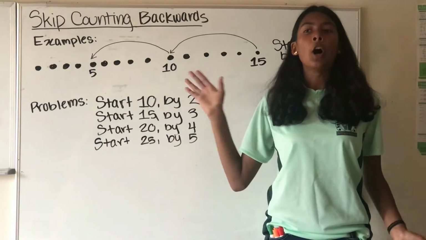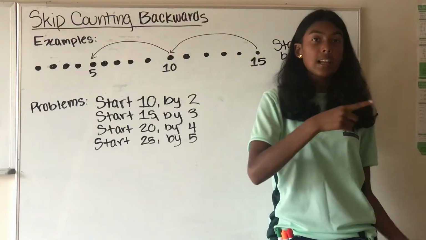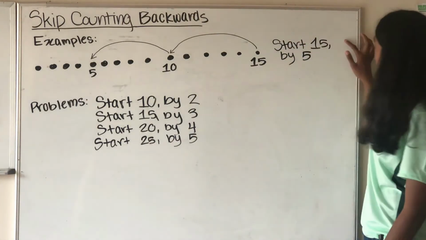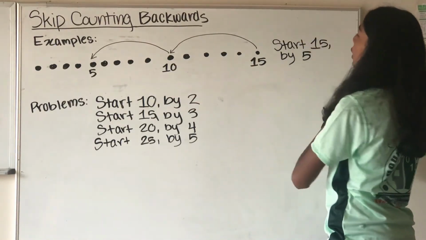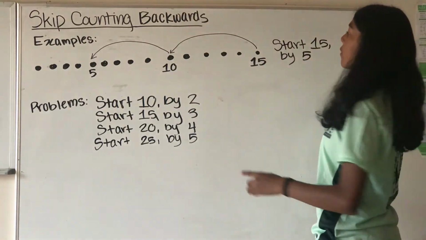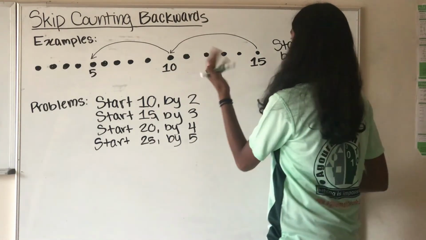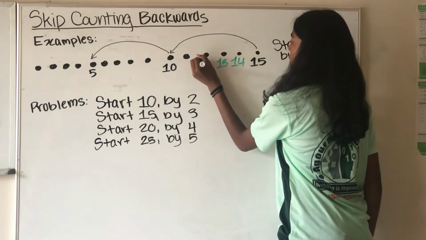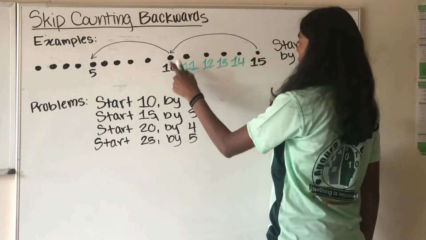Now we're going to move on to skip counting backwards. Before this we were going forwards, now we're going to go backwards. So an example is we're going to start at 15. I have 15 dots right here, and we're going to go back by 5. So basically we're going to write the numbers 14, 13, 12, 11. And then the fifth one is going to be 10.